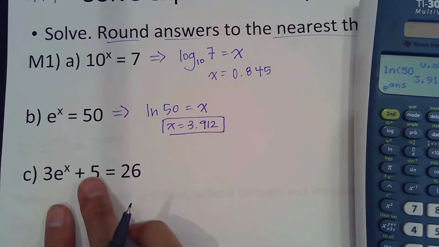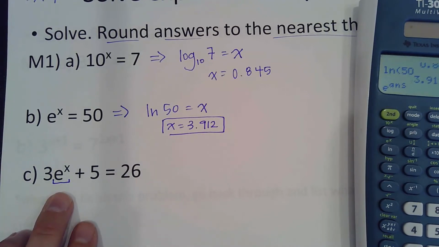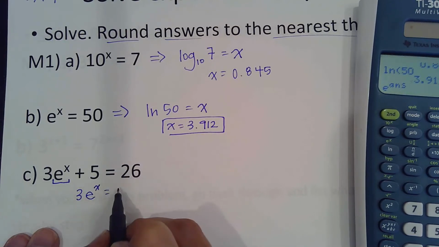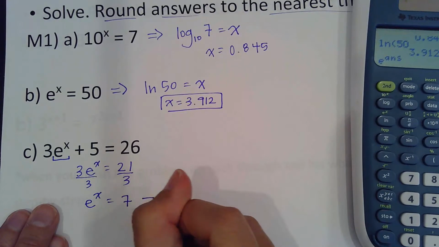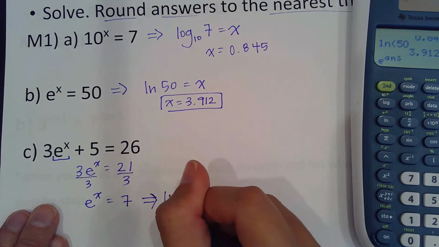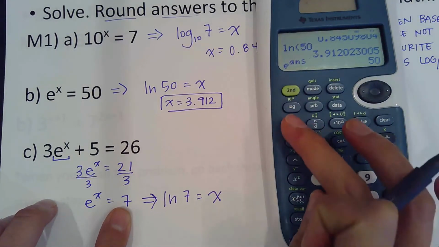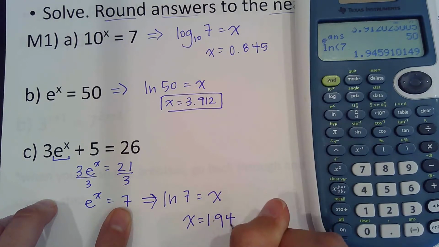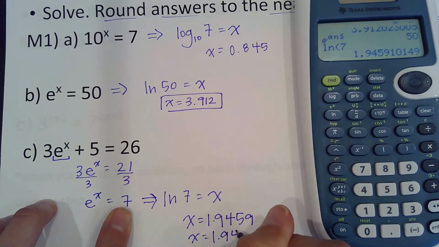All right, let's look at this one. To rewrite it as an exponential, I do need to get this by itself. So I'm going to get this term by itself. I'm going to subtract. So this is going to be 3e to the x equals 26 minus 5, which is 21. Divide both sides by 3. So I'm going to have e to the x is equal to 7. Now I rewrite it. So ln of 7 is equal to x. So ln of 7 is going to be 1.9459. So roughly that's going to be 1.946.